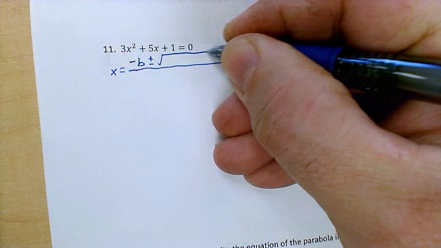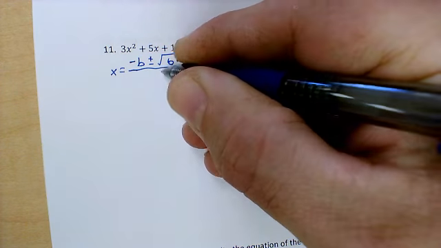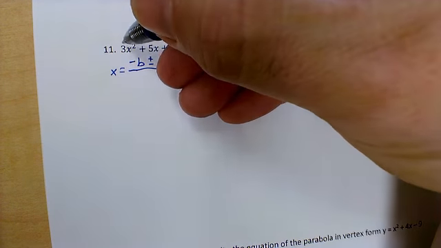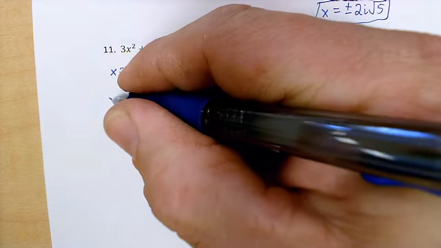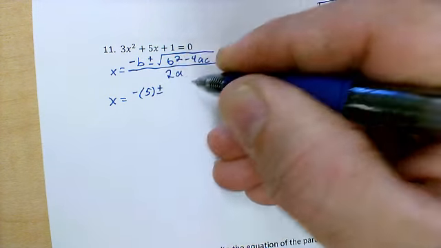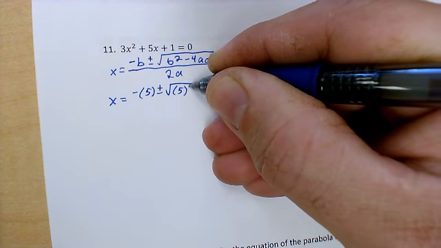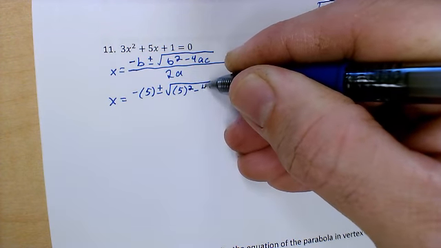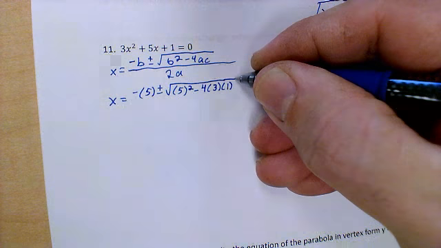So negative b plus or minus the square root of b squared minus 4ac all over 2a. And my value of a is 3, my value of b is 5, my value of c is 1, so I'm going to substitute all that in. Now, important is to use parentheses as you're doing this. Doesn't impact you as much here since everything's positive, but it's just a good habit to be in because you really don't want it to bite you whenever it does make a difference.